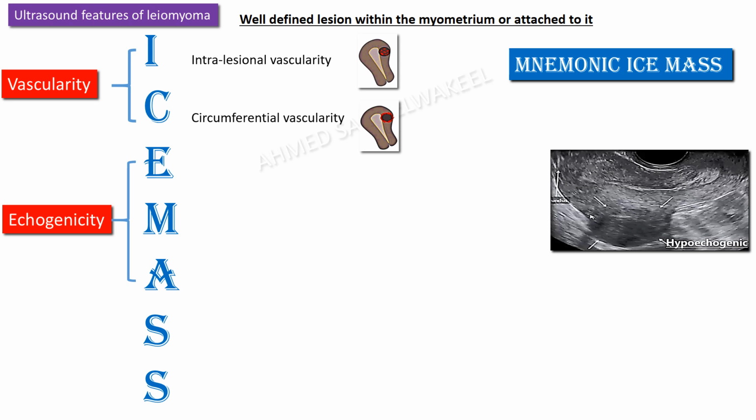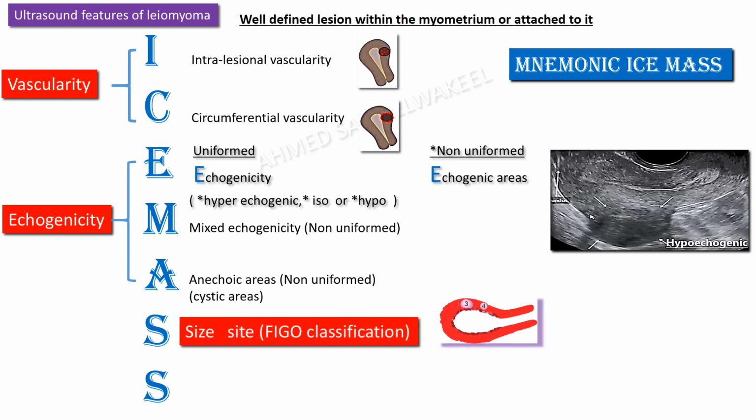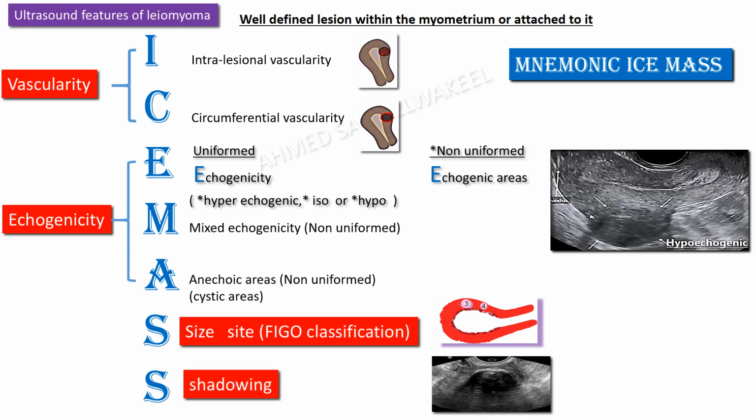E stands for uniform echogenicity or non-uniform echogenic areas. The uniform echogenicity could appear hyper-echogenic, iso-echogenic, or hypo-echogenic. M stands for mixed echogenicity, and the A letter for anechoic areas, non-uniform areas, which appear in case of cystic degeneration of the fibroid. Then we have S for size and site according to FIGO classification. And finally, we will discuss shadowing.